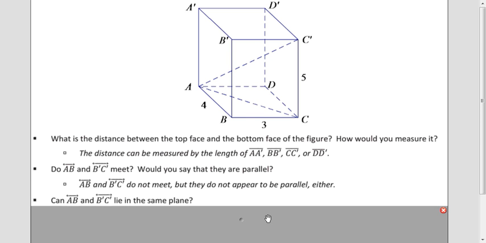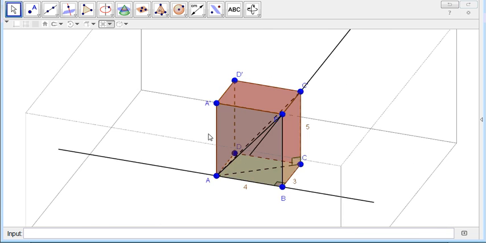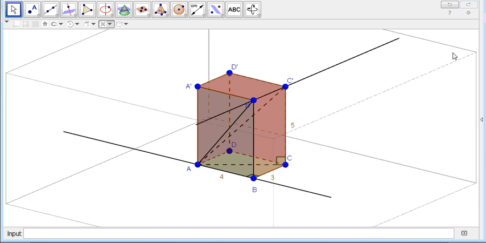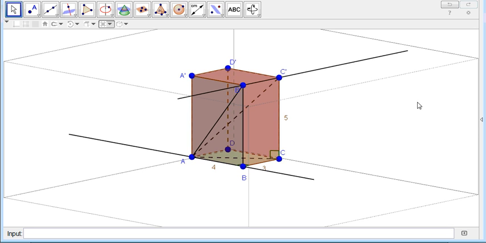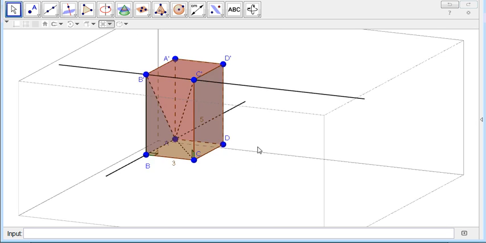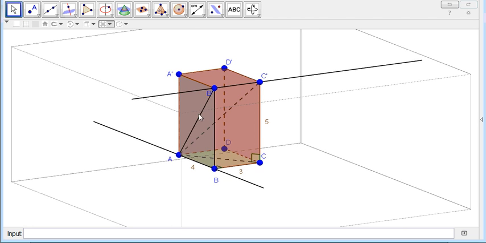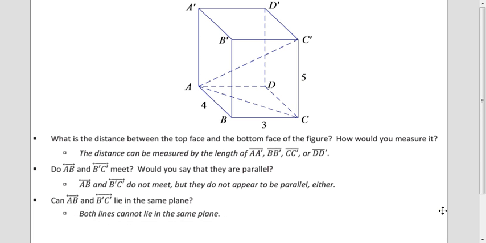And could those lines be on the same plane? Well, let's see. If we try to draw a triangle between them, like look at the one we had before. So A, B, and B prime gives us this triangle, and that gives us this face over here. A, B, B prime, A prime. And C prime is not on that face. So no, these lines are not coplanar. They cannot be on the same plane.